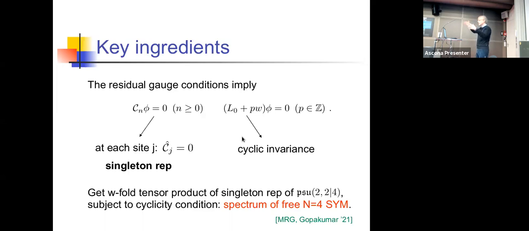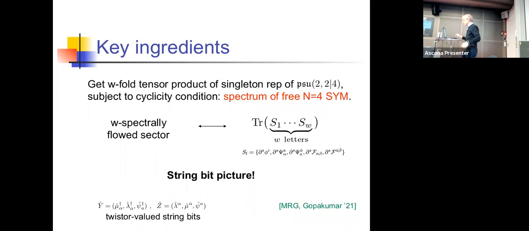And this mesh shell condition basically just gives you cyclic invariance. So what you're going to get is W many singletons modulo the cyclicity condition. And as has been known for many years, that's a way of describing correctly the spectrum of free super Yang-Mills. So this is how this comes about. Once you've accepted that the physical state condition amounts to just keeping the wedge modes and retaining these residual gauge conditions, you land on your feet. The super Yang-Mills fields that involve W letters, where each letter is an element in the singleton representation, i.e. a scalar or a fermion or a field strength with arbitrary derivatives, is exactly accounted for by the physical degrees of freedom that come from the W spectrally flowed sector of this free field theory.